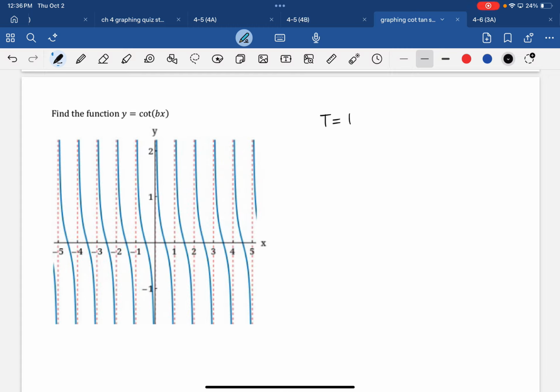So the period is equal to 1, because that's the distance between every vertical asymptote, right? And so the period is 1, which means that b is equal to pi over T, which is pi. And so y is equal to cotangent of pi x.